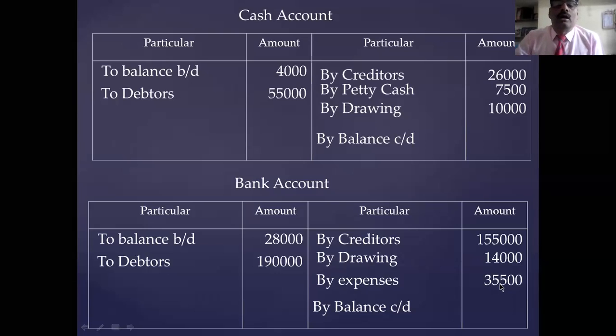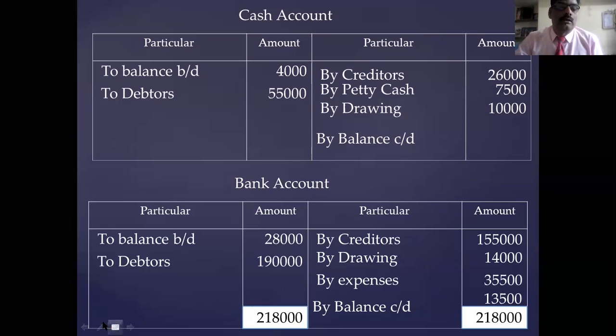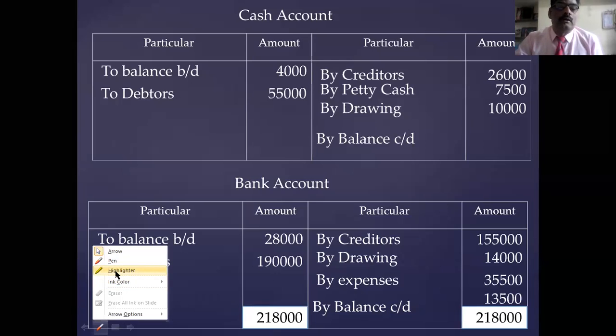Okay. Now you close the account, you will ascertain the balance. So the total of the bank account is 2,18,000. Bank balance is 13,500. Okay. You see this point.